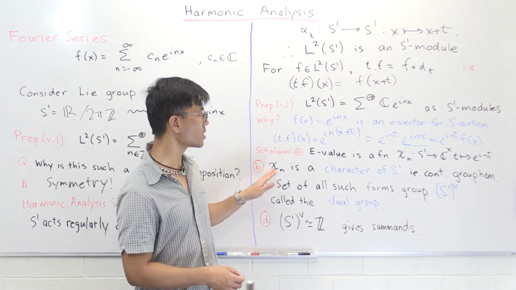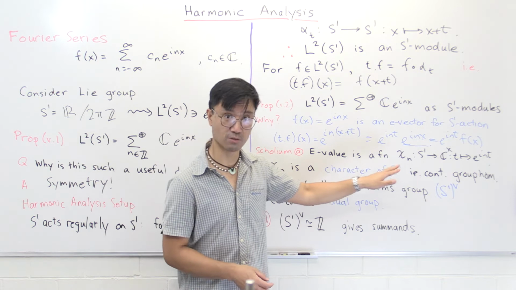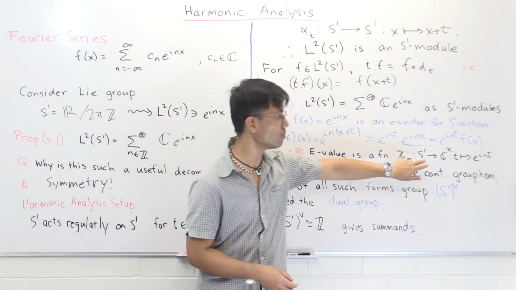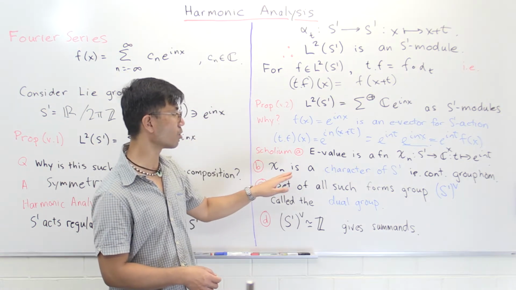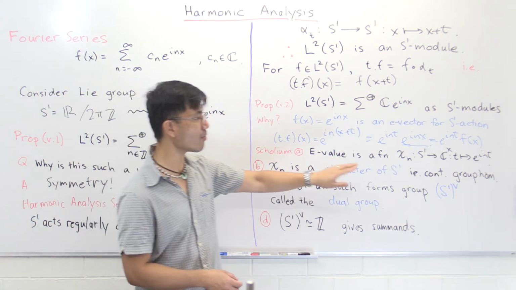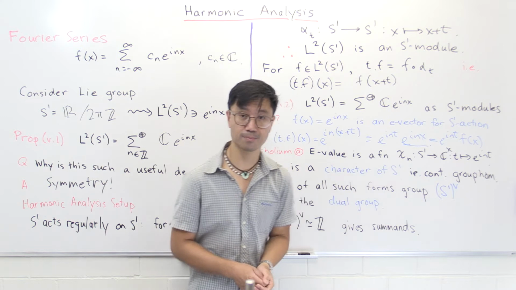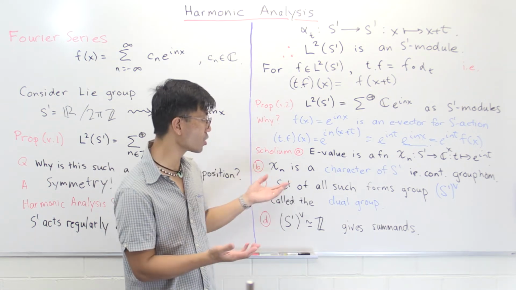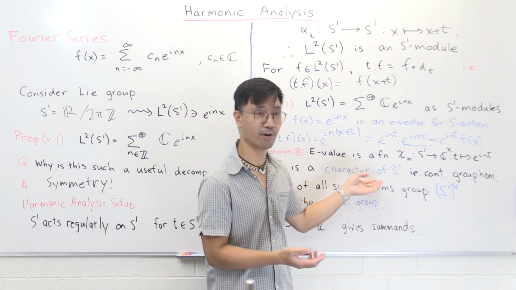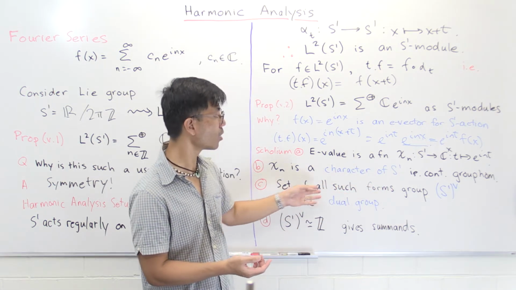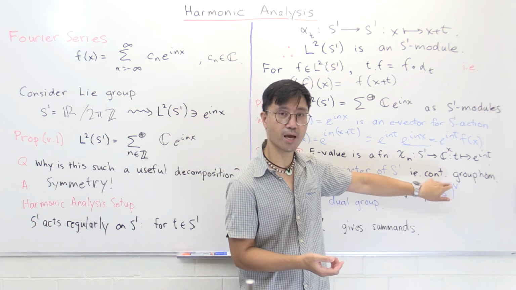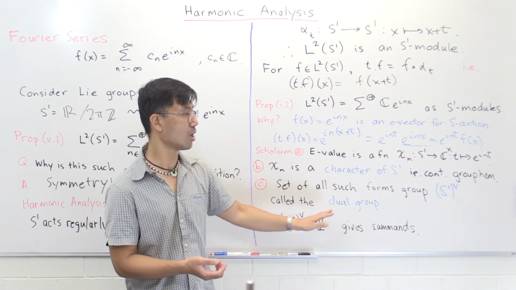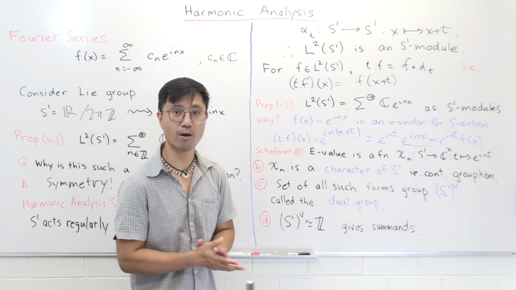So these eigenvalue functions, like eigenvalues, are now considered functions on the group, and they're called characters. And they're actually continuous group homomorphisms. So what you can do, and this is part of the general theory, is you can look at the set of all such characters. And we denote it with the S1 with a check. That's the dual symbol. It's called the dual group. So these characters themselves are a group.